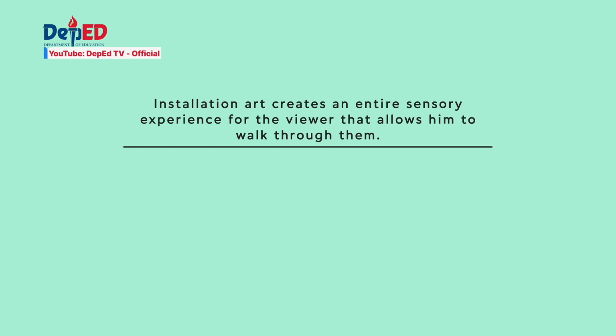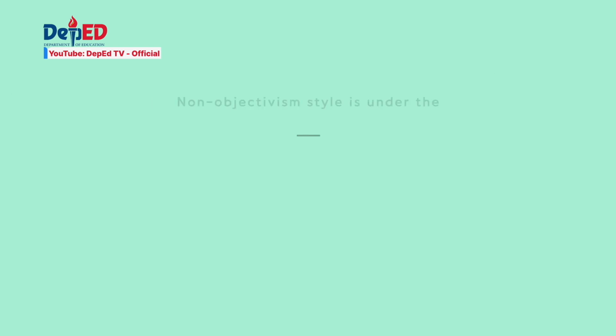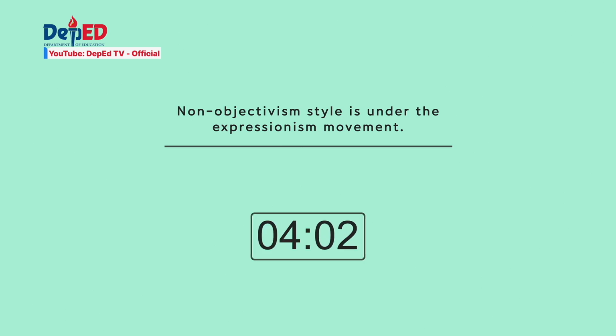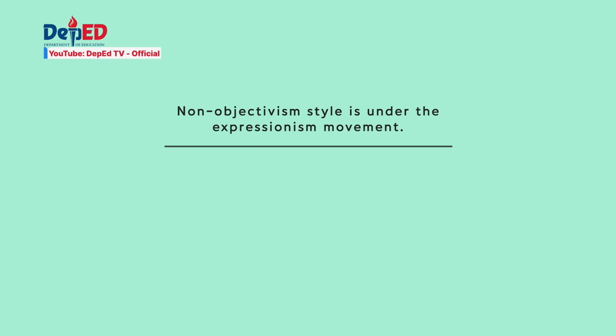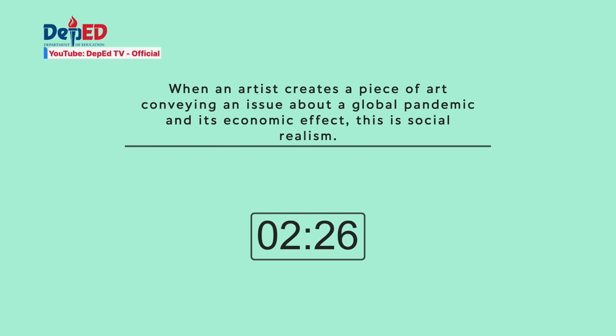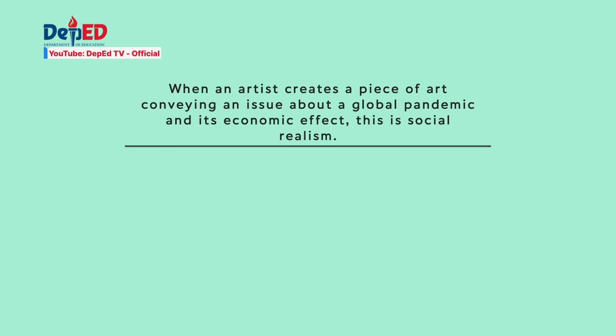What's the answer? It's true. Non-objectivism style is under the Expressionism movement. This statement is false. Non-objectivism is under Abstractionism. When an artist creates a piece of art conveying an issue about a global pandemic and its economic effect, this is social realism. The correct answer is true.